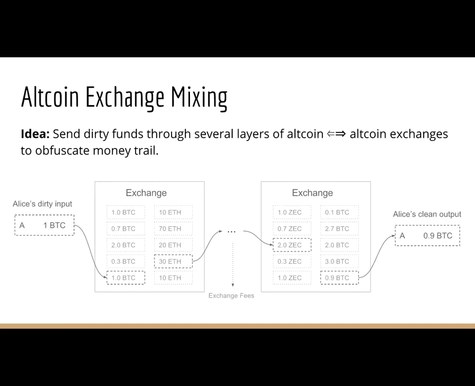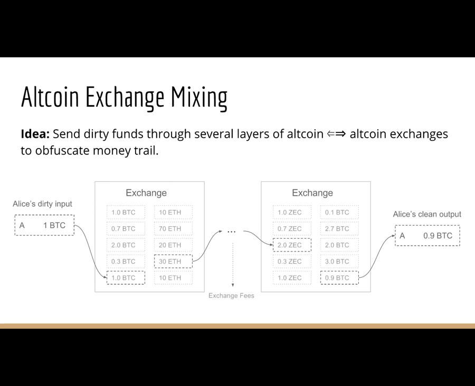Another kind of naive mixing strategy is what we call altcoin exchange mixing. So basically you start off with say Bitcoin, and you go through incrementally several different altcoin exchanges. You convert your Bitcoin to some amount of Ethereum, and you do this over and over again, until eventually you get say Zcash, and you convert that back to Bitcoin. And so you have hopefully clean coins in Bitcoin.